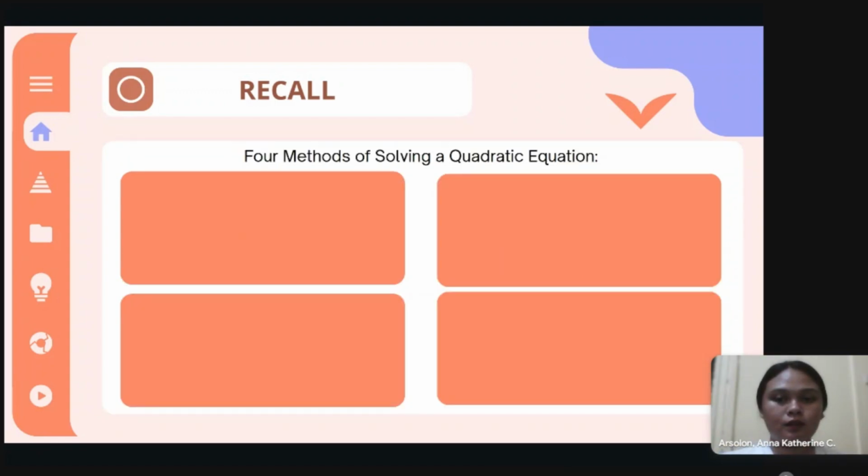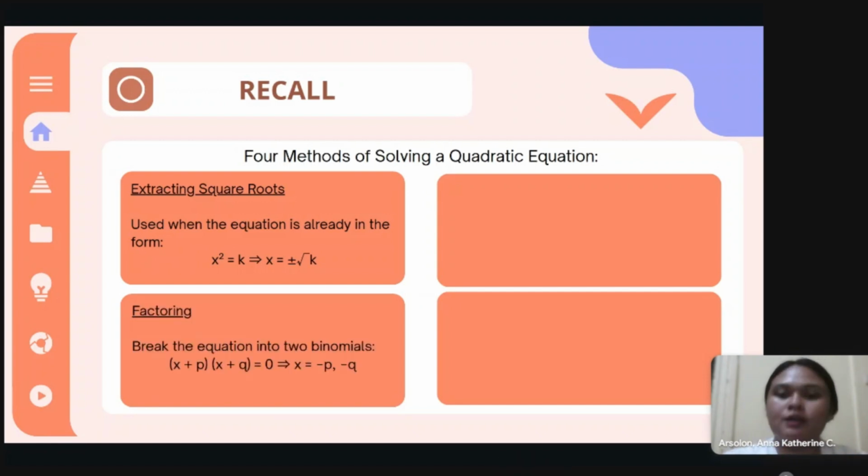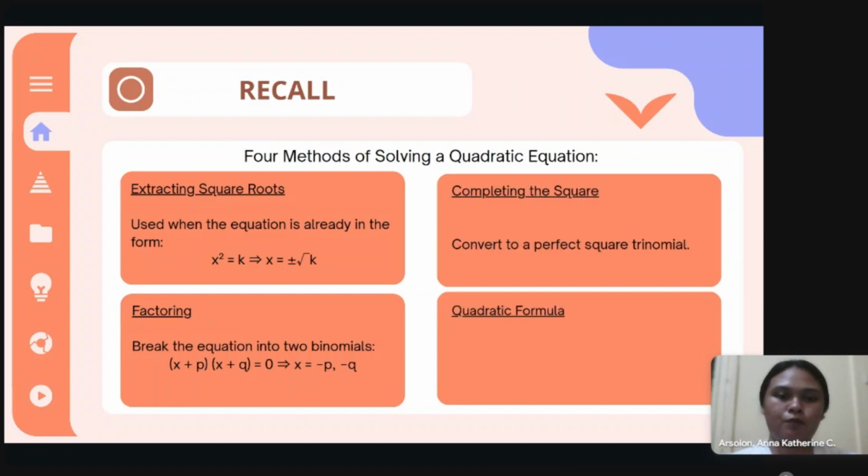Now, we also tackled 4 methods of solving quadratic equation. First here is extracting square roots. So it is used when the equation is already in the form of x squared equals k. Then we'll get x equals positive negative square root of k. Okay. Next is we also tackled factoring. Factoring is the breaking of the equation into two binomials. Example, the x plus p times x plus q equals 0, where we will get x equals negative p and negative q. Alright. Now we are also completing the square and quadratic formula.